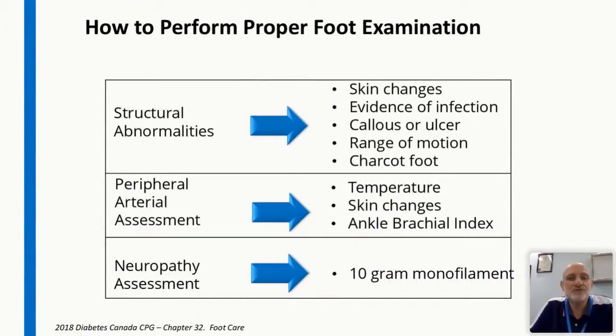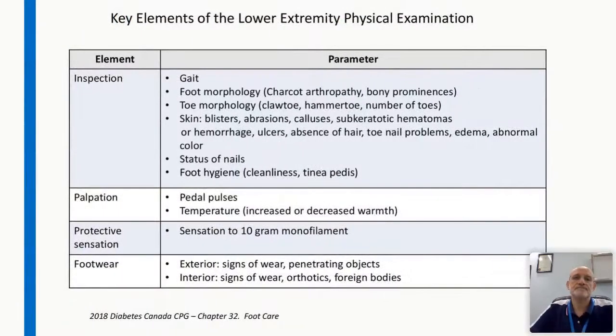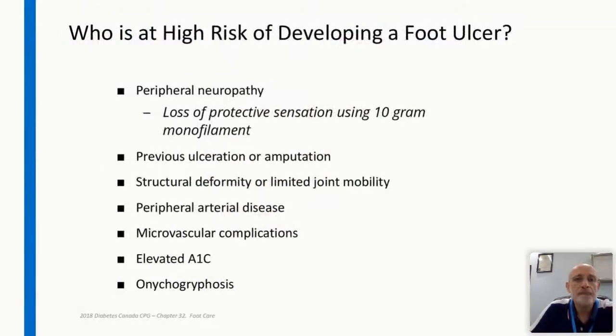We talked about how to perform a foot examination for a physician. So look at the foot, check for the nerve, and check for the artery or the blood supply. So it's eye, blood, and nerve. Those are the key elements for our extremity physical examination. Again, it is to look, to feel, and check, and look at the footwear of the patient. And really, this is important for the doctor.